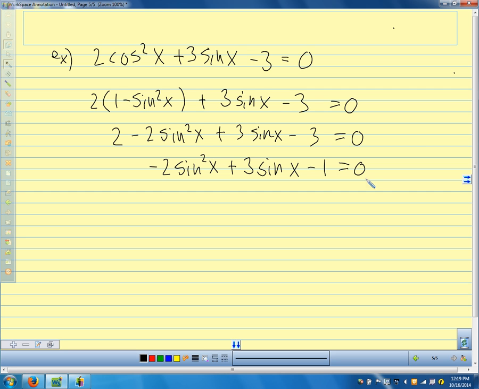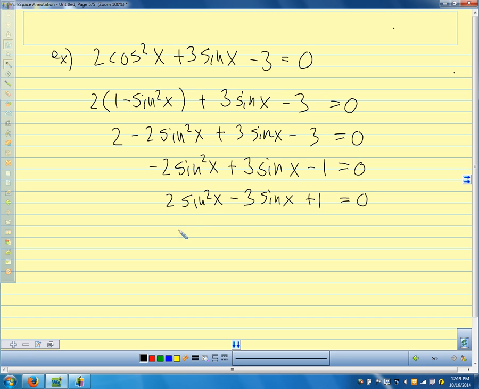I don't like that negative 2 sine squared x. How can I get rid of that negative? How can I change that? Multiply or divide by negative 1. Because this side's 0, so it's not going to change anything over here. So multiply everything by negative 1, and I get 2. I wouldn't have to do this, but I think it makes it a little nicer. So I'm just changing the signs on everything.